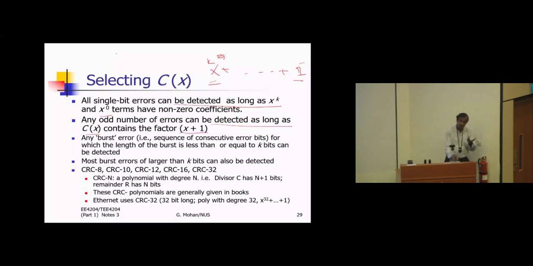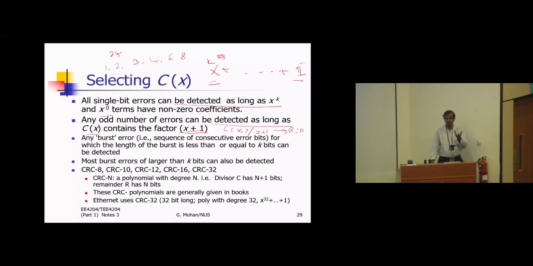This is something like, let's say, 24. 24, okay, 1 is a factor, 2 is a factor, 3 is a factor, 4 is a factor, 6 is a factor, 8 is a factor, correct? Factor means it can divide, right? So if you choose a divisor polynomial which has factor x plus 1, that means C of x divided by x plus 1 is remainder 0, correct?